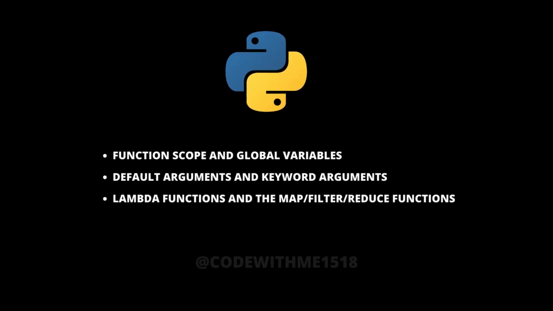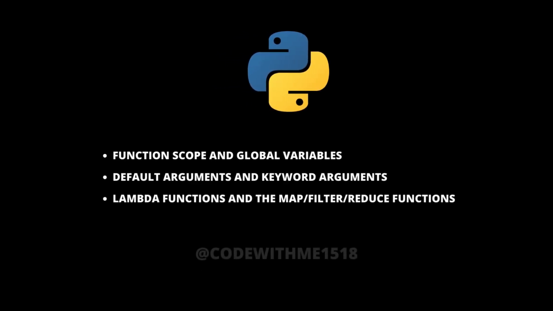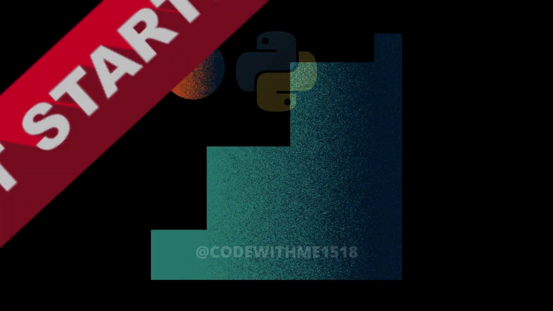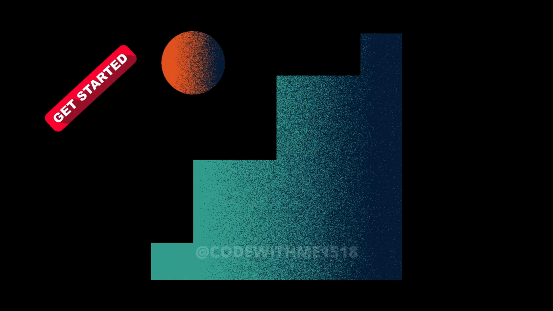Today is day 9, and we're continuing our journey with functions. In this video, we'll cover function scope and global variables, default and keyword arguments, and Lambda functions along with the map, filter, and reduce functions. Ready to level up your function game? Let's get started.